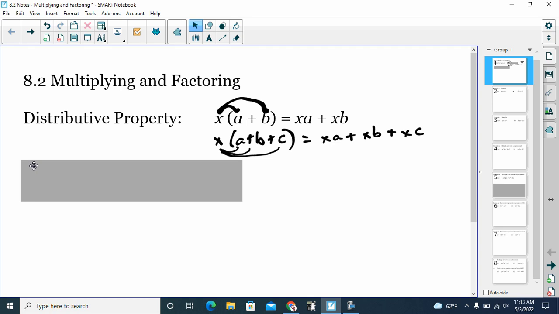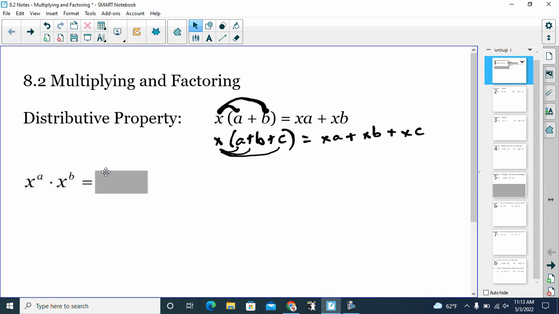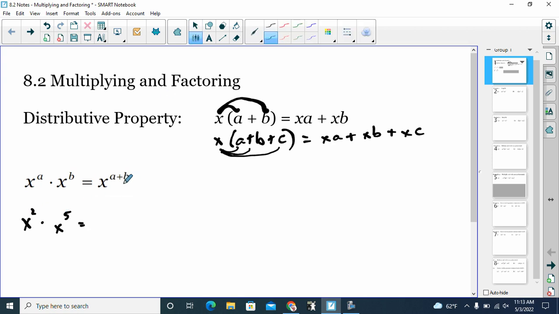The other thing we need to review is one of the properties of exponents. It says x to the a times x to the b is equal to, we covered this in the last chapter, if I have like x to the second times x to the fifth, what do I do with the exponents there? Hopefully we remember that we add them, is equal to x to the a plus b. So in this case, it would be x to the 2 plus 5, which is 7.